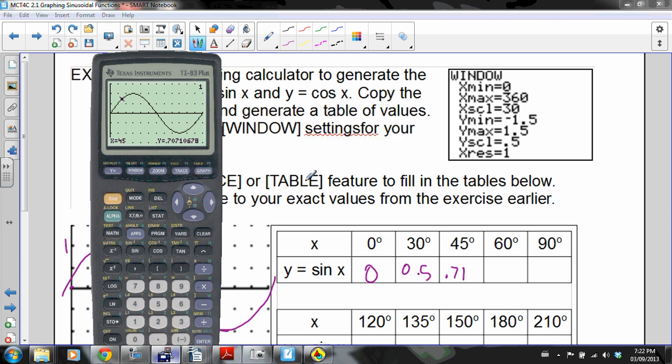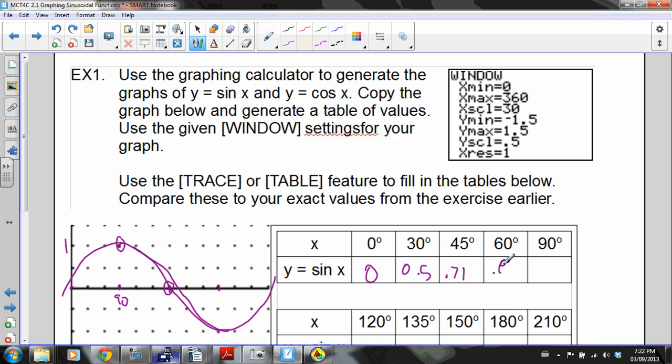It says I could use the table feature. Now, the table feature is just second function table, but I want to set it up first. So I'm going to hit second window, and then it'll ask me where I'd like to start at 0 and how much I'd like to go up by. Notice that if I go up by 30, I'm going to miss the 45. So I could go up by 15, and it's already there for me. Set this auto and hit second function table, and then it'll give me all these values. So I can just copy them in here. That's 0.87. That's 1, just like I expected.